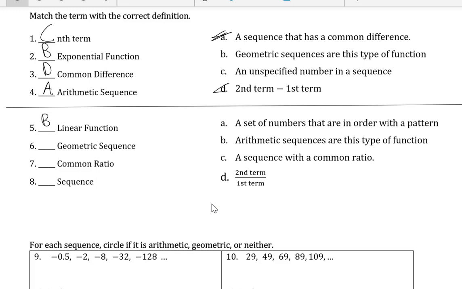A geometric sequence is a sequence with a common ratio. The common ratio is the second term divided by the first term. And then a sequence is just a set of numbers that are in order with a pattern.